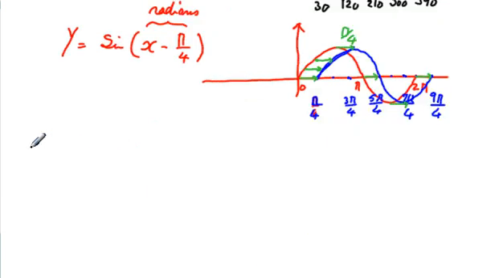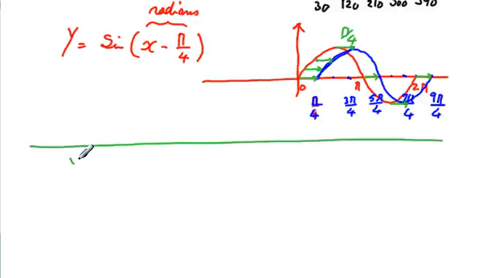Okay, next type of movements. Suppose I have y is equal to, say, 2 sine of x. We want to graph that. What is that going to do?